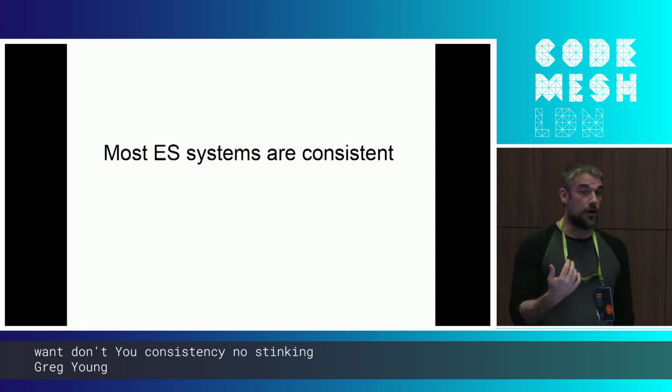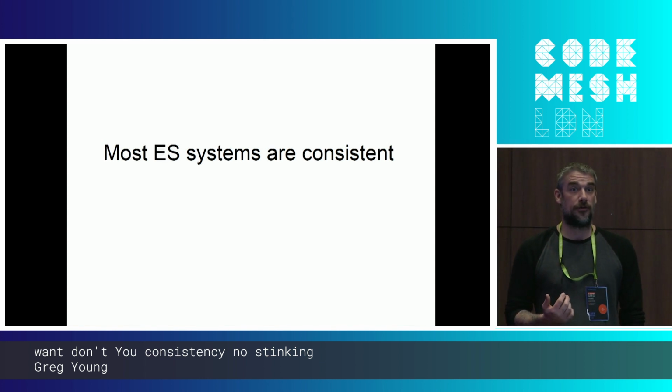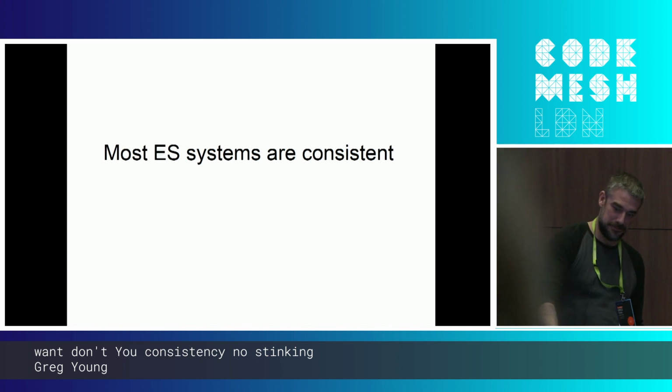One of the largest trade-offs is availability. How many of you have had a system go down before? There are some people without their hands up. I'm wondering what they work on.